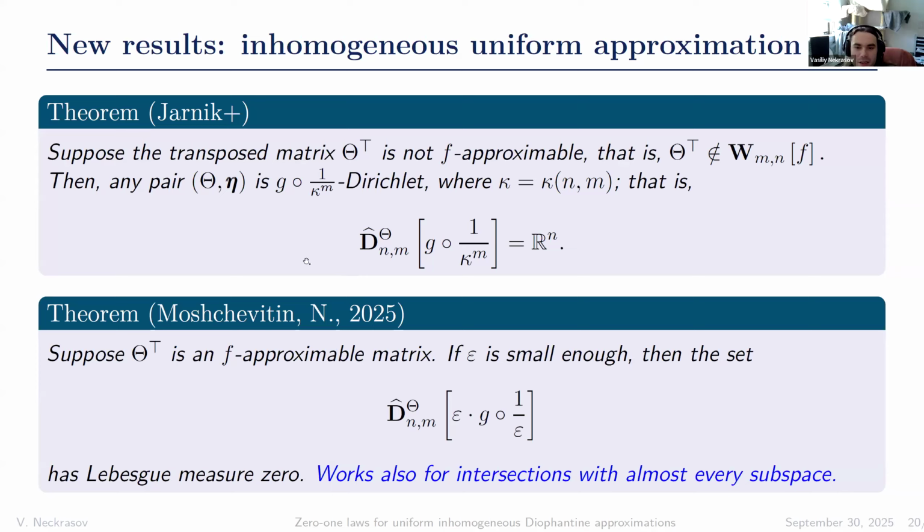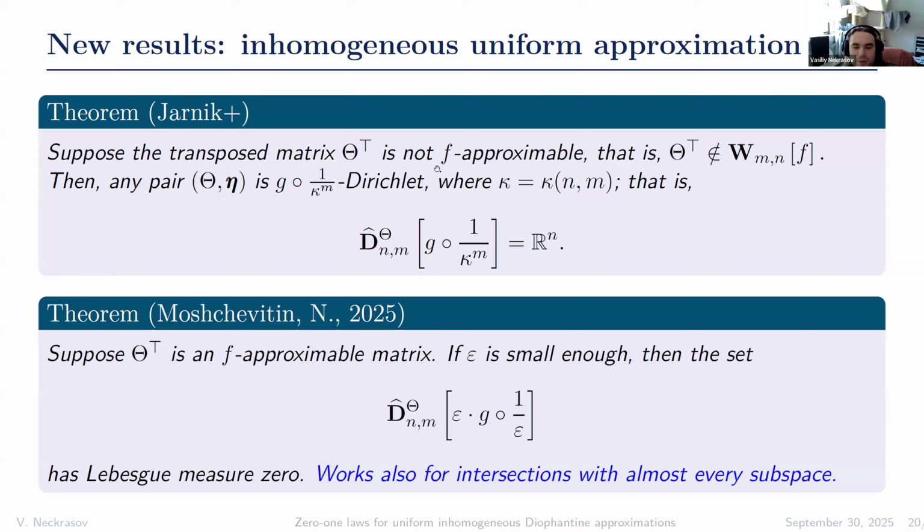After fixing the matrix, we know how all the pairs with this matrix are approximable. Probably to make it more clear that it's really an analog of Dirichlet theorem, I need to specify which functions f, well, it's clear which functions f we can take, the functions that theta transpose is not f-approximable, but which functions give us the best result.